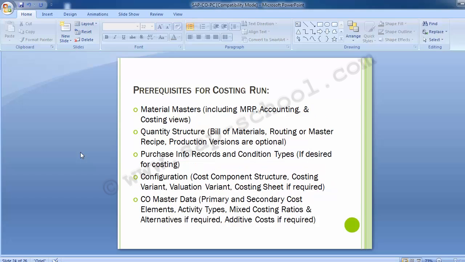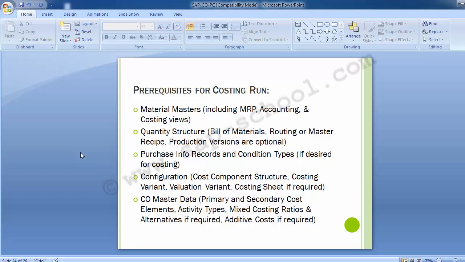So there are certain prerequisites for costing run. One is material master. In the material master, the MRP view, accounting view and costing views have to be maintained. Then the quantity structure, which includes bills of materials, routing or master recipe; production versions are optional. So these things have to be maintained. What are the materials used when producing a material in the BOM, and what are the different activities involved in the routing part. Purchase info records and condition type if desired for costing.